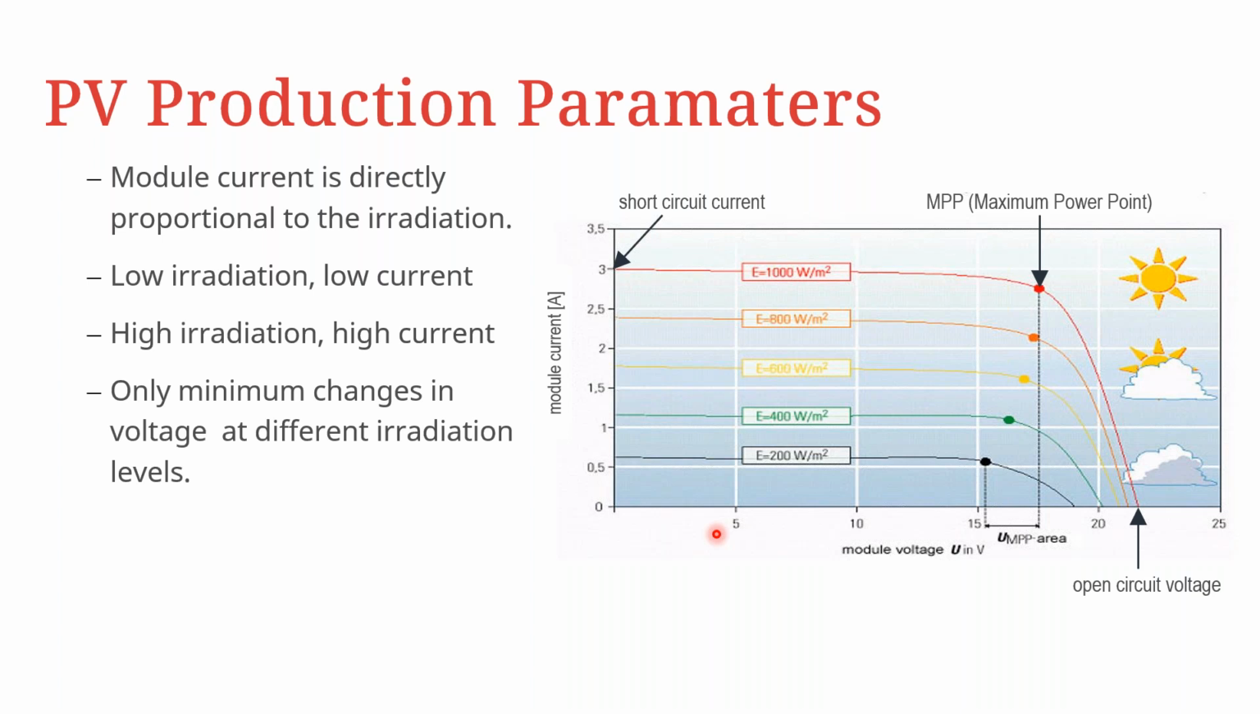So next are your PV production parameters. The module current is directly proportional to your irradiance. Low irradiance means low current. High irradiance means high current. There are only minimal changes in the voltage at different irradiance values. So the irradiance is only going to greatly affect your current itself and not the voltage of the module, whereas the voltage of the module is greatly affected by temperature.